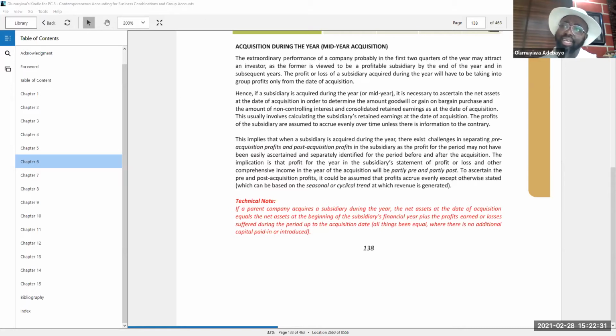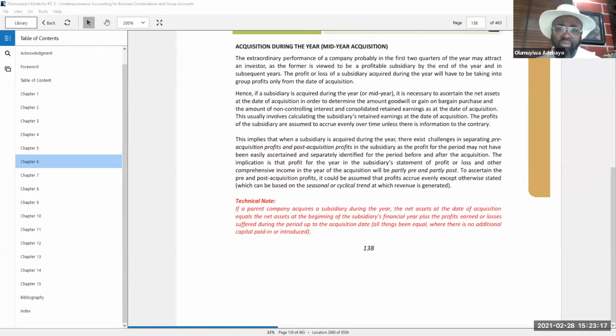Acquisition during the year implies, or sometimes it's called mid-year acquisition, but I prefer to use the word acquisition during the year. Why? Because if we assume the year runs from January to December, from all what we have been doing before now, we assume that acquisition either takes place on 1st of January of that year or takes place as at 31st of December that year. But is there a convention or rule that requires that acquisition should only be recognized at those endpoints? The answer to that is no. But for simplicity's sake, we only try to teach principles of consolidation from that perspective.